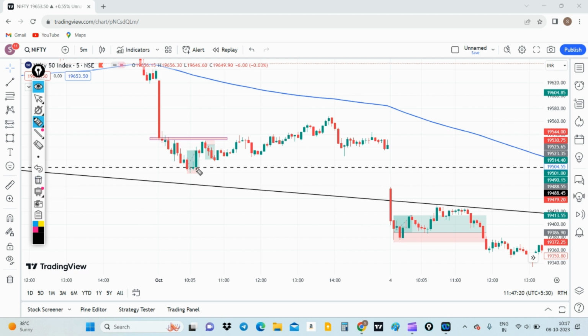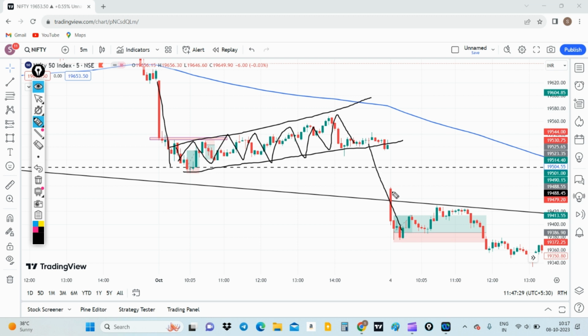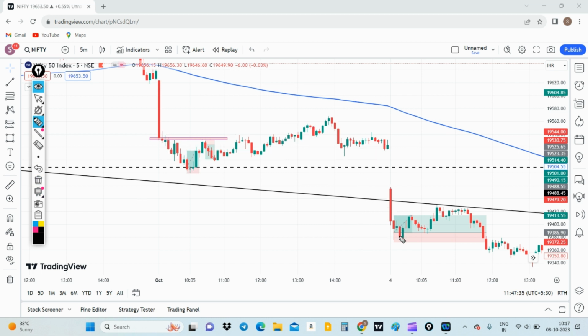And see here, after there was a pattern formation on Tuesday, wherein there was a pole and then a consolidation in this pattern, early morning we saw a gap down, and then again we saw a crackdown of almost 70 to 80 points over here. So here also, on the daily time frame, I had a confluence of 19,330 to 350 odd level as the support zone.